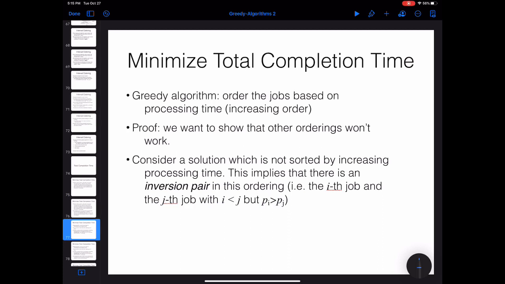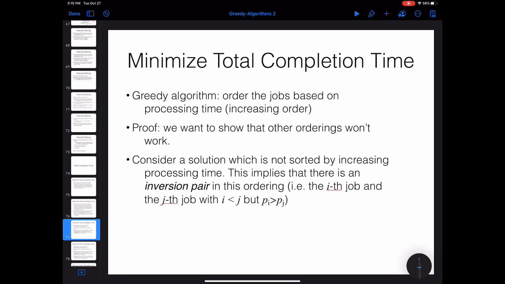The greedy answer that gives me the optimal answer is that I just need to order the jobs based on the processing time. First, do the one that has the shortest processing time, and then order them in increasing order of processing time and do the jobs that way. It is very intuitive. What is interesting about this specific problem for me is how we prove it.